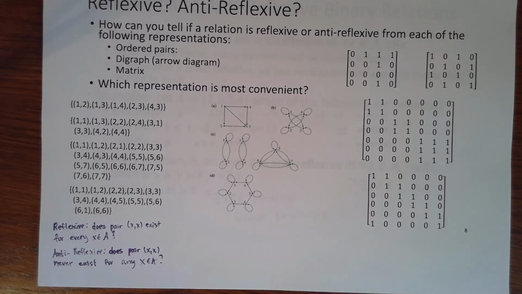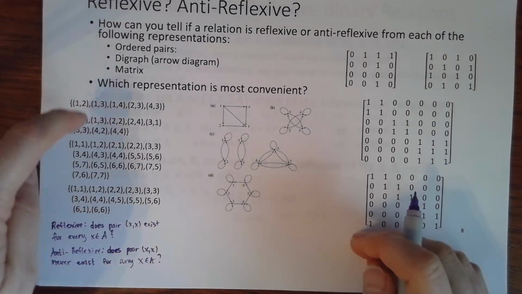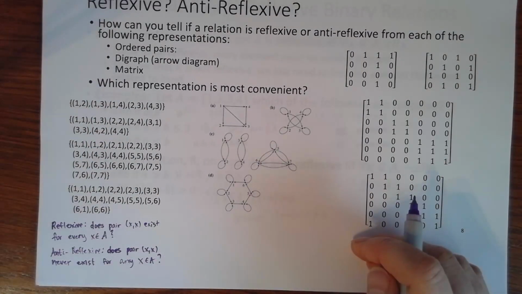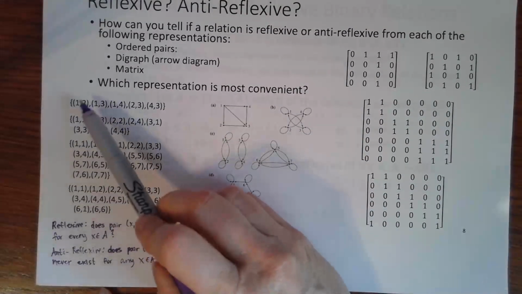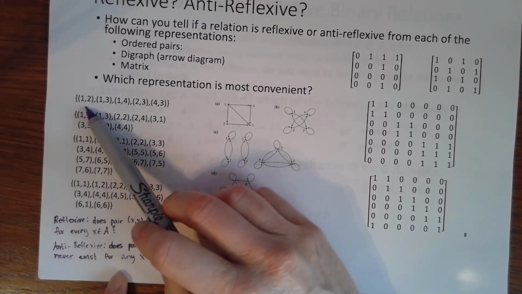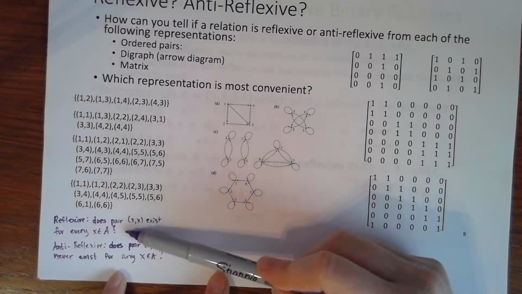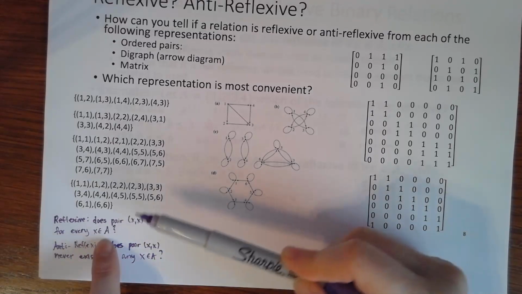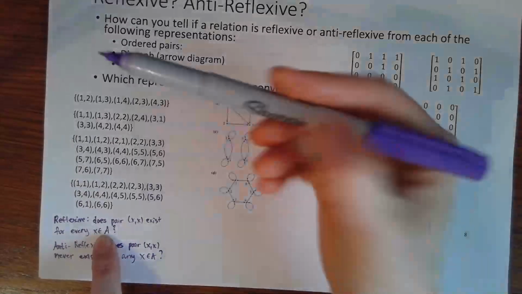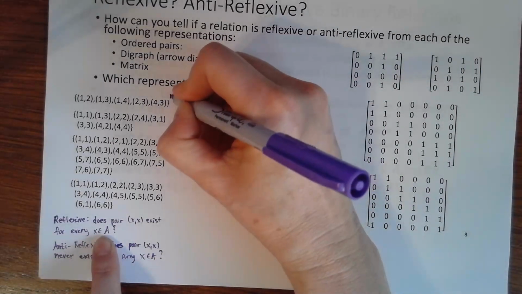So let's go through these examples. There's 4 different examples here. Here the pair (1, 1) does not exist. So right now I can automatically say that it's not reflexive because it doesn't show up for every x. So this one is not reflexive.